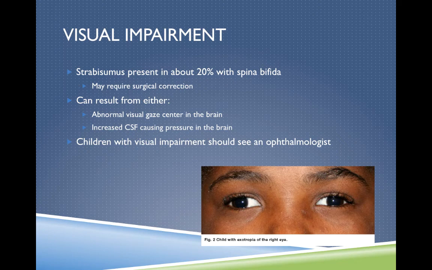Visual impairment. Strabismus is typically present in about 20% of people with spina bifida. They may require surgical correction. It can result from either an abnormal visual gaze center in the brain or increased cerebrospinal fluid causing pressure in the brain. And children with visual impairment should see an ophthalmologist.